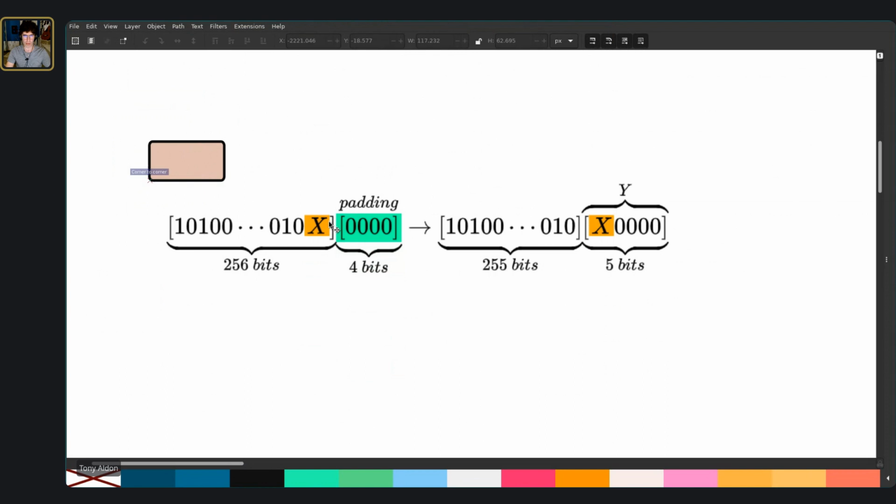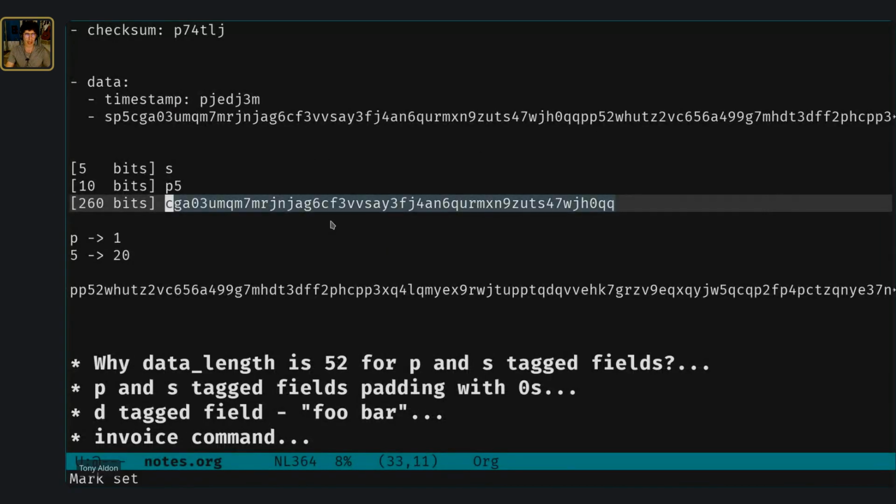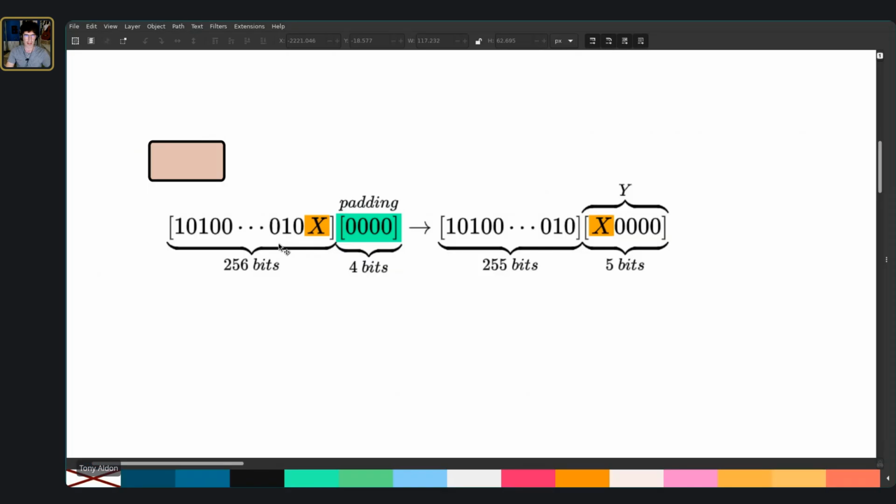Okay, so exactly what we are looking at is the data part of the S, the secret tag field, the hash of a secret. So now, that part is the 256 bits of the hash, and we need padding to sum to 260. We need 260 to pack them in 5 bits. And what do we do after?